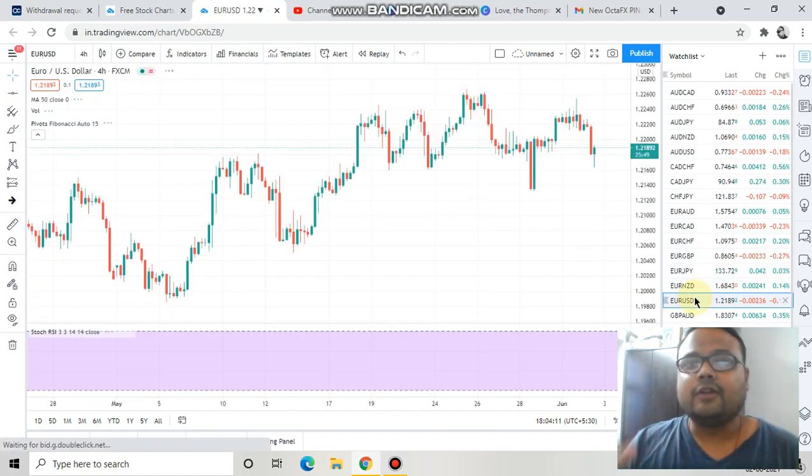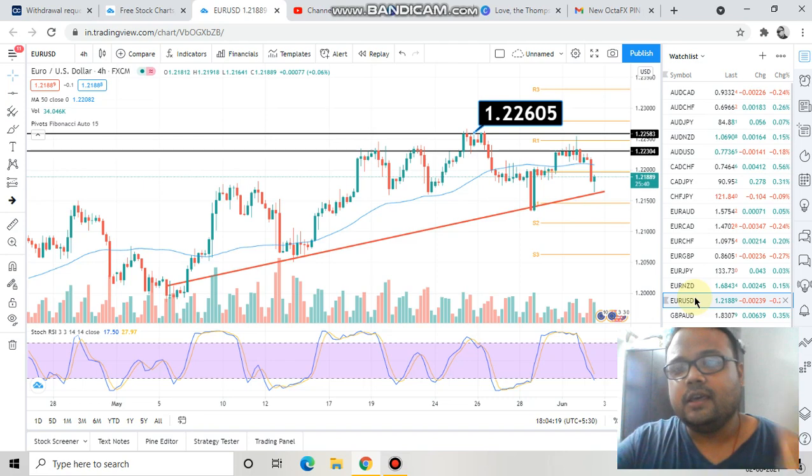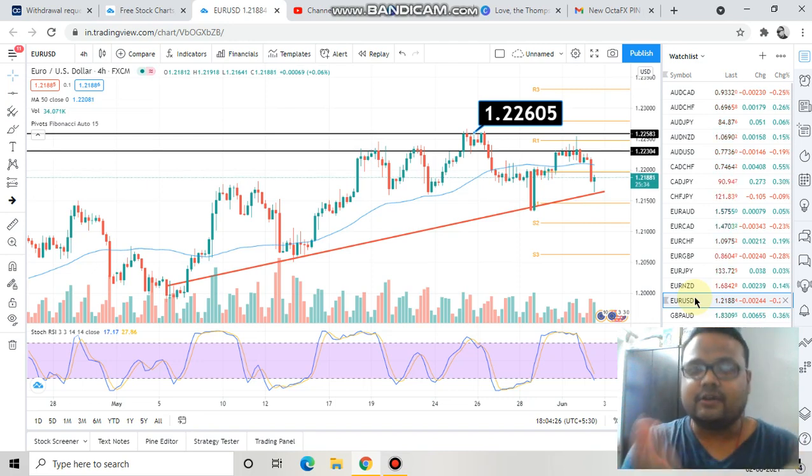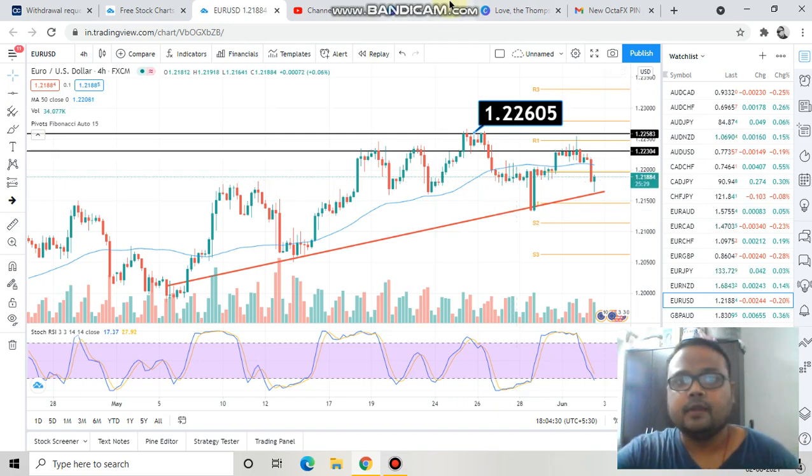Undoubtedly Euro USD is very popular, the best currency pair where there is volume. But your main motive is to earn money. So why do you want to take risk on a chart like this when you have got a chart like gold USD? Just now I showed you. And personally I was also long on gold USD. So this is it.